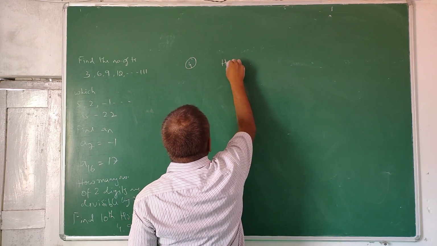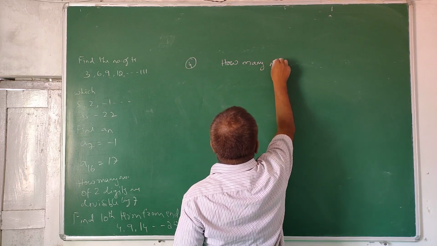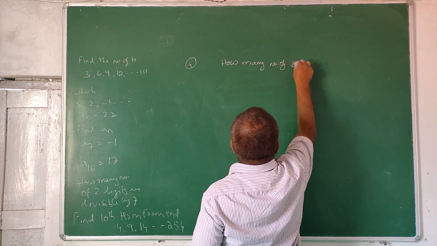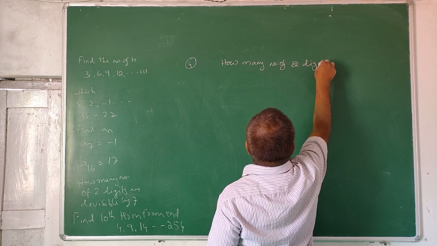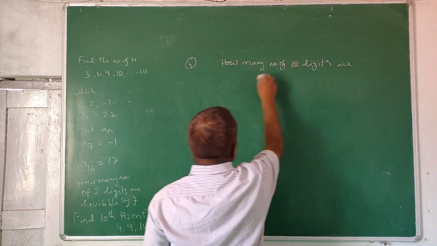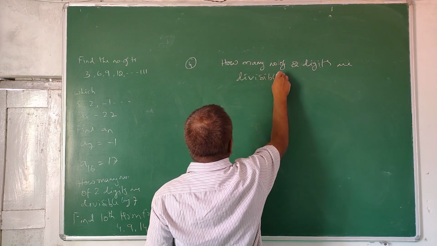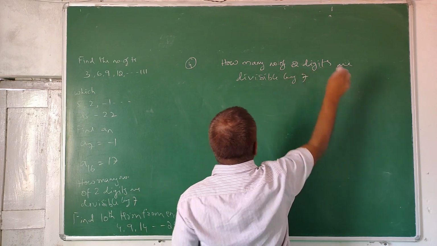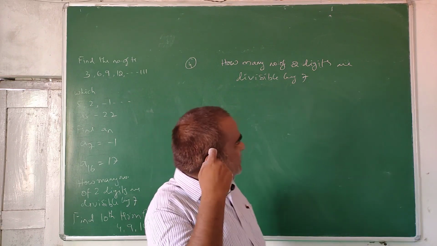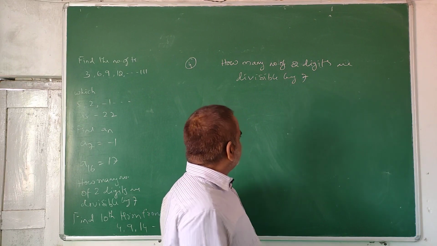How many numbers of 2 digits are divisible by 7? This is the question. How many numbers of 2 digits are divisible by 7 is being asked.